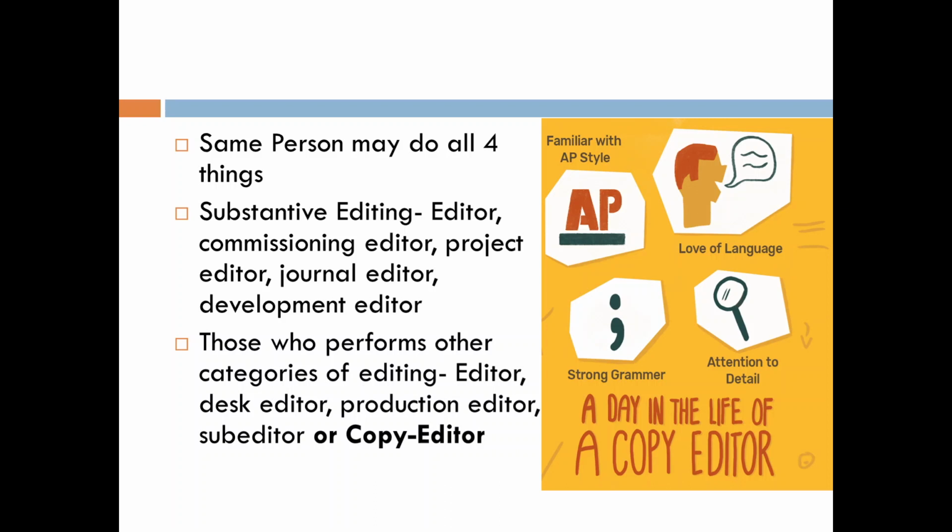So it is said that the same person can do all four of these things: substantive editing, detailed editing for sense, checking for consistency, and clear presentation of the material for the typesetter. All these editing processes can be done by a single person, and they can also be split in various ways. Those who do the substantive editing may be called editor, commissioning editor, project editor, journal editor, or development editor. Those who carry out the other categories of editing, like detailed editing for sense, checking for consistency, and clear presentation of the material for the typesetter, may be called editor, desk editor, production editor, sub editor, or copy editor.